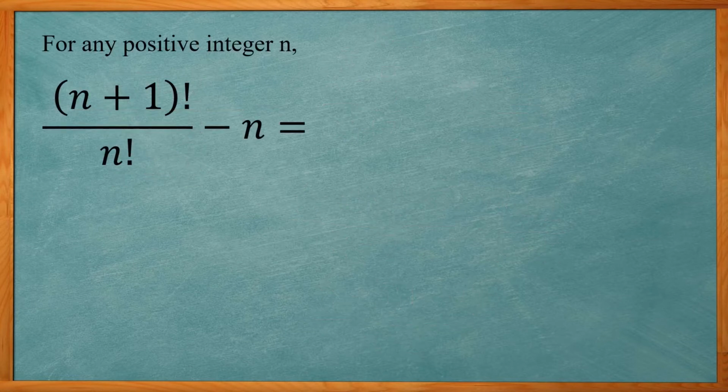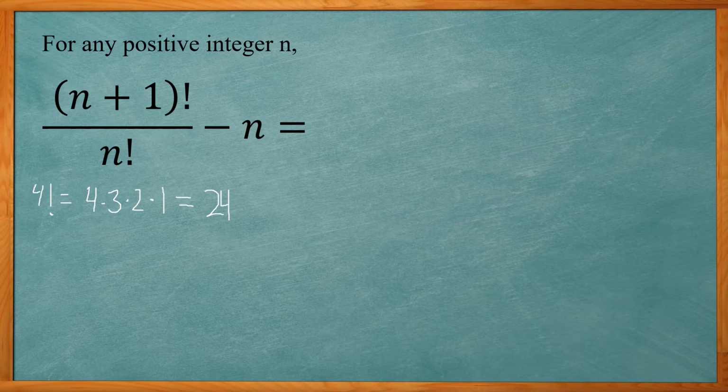Now on this second problem, for any positive integer n, (n plus 1) factorial divided by n factorial, minus n, equals what? So we want to reduce this, put it in its lowest terms. Now remember factorial, if I had 4 factorial, let's say, that means starting at 4, multiply 4 times 3 times 2 times 1. Starting at the 4, going all the way down to 1, multiplying those all together. So 4 times 3 is 12, 12 times 2 is 24, times 1, still 24.